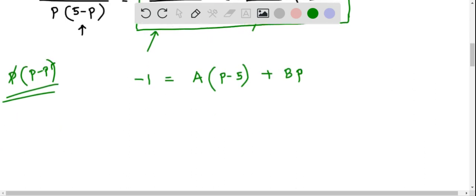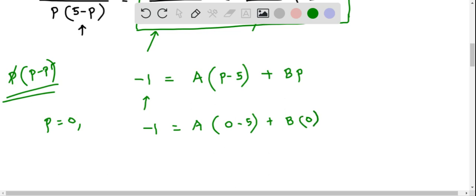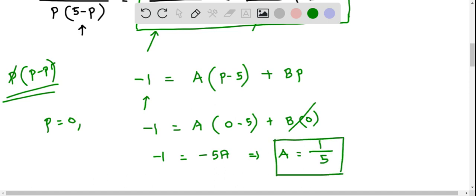Now to solve for a and b, we can substitute some convenient values for p. First, let me plug in p equal to 0 on both sides. The left side is independent of p, so it's negative 1, and this equals a times 0 minus 5 plus b times 0. The b term cancels because b times 0 is 0, and this reduces to a times negative 5, which is negative 5a, and this equals negative 1. Solving for a, we get a equals negative 1 divided by negative 5, which equals positive 1/5. So we have determined the value of a, which is 1/5.